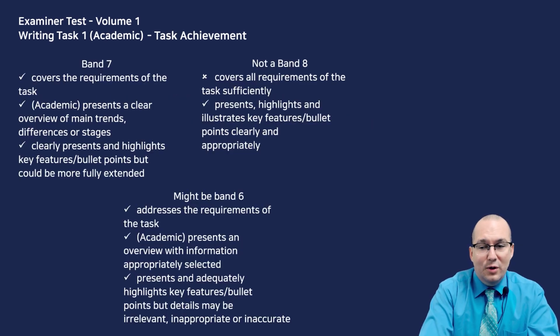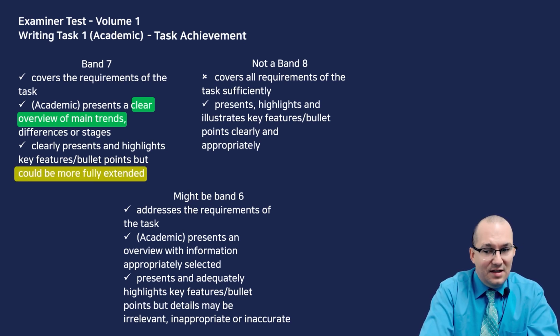Now looking at the score, I will say it is a band 7, right? Really important, it presents a clear overview of the main trends. Absolutely, really important. If you don't have an overview, it drops down to a 5. So this is really, really important, okay? It could be more fully extended. This is what I mentioned about the numbers, right? Giving information, giving it accurately. So yeah, that's pretty important.